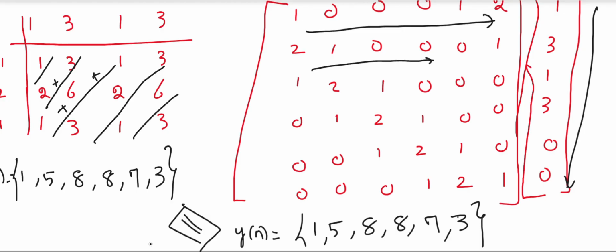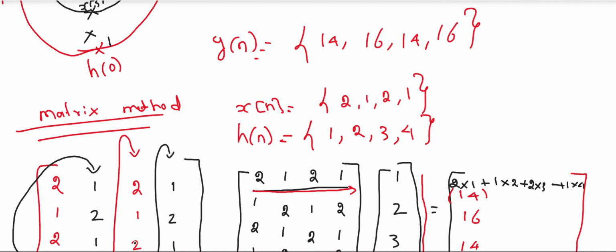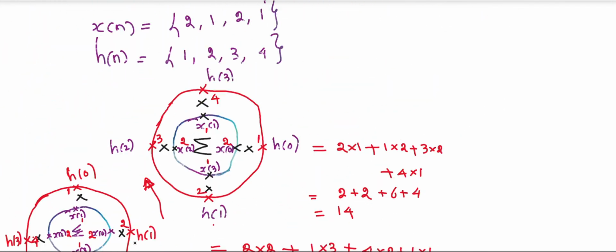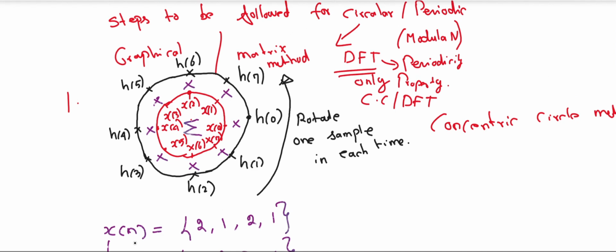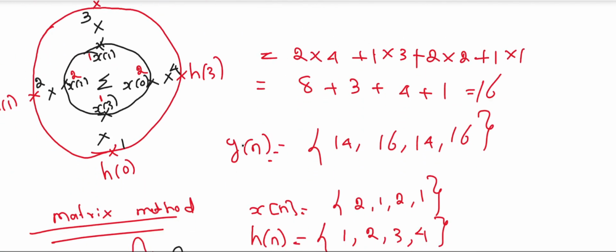Okay, so I hope you understood what we mean by linear convolution, what we mean by circular convolution, how to perform linear convolution using the concentric circle method, and how to perform this linear convolution using circular convolution. Okay, thank you.